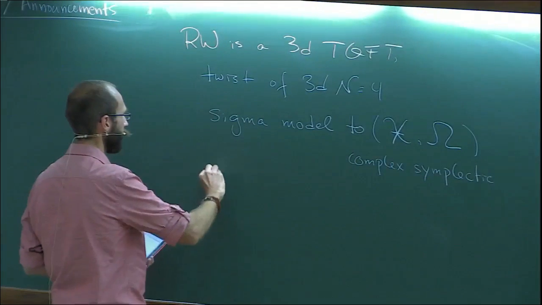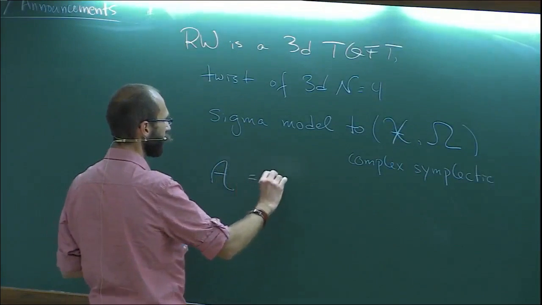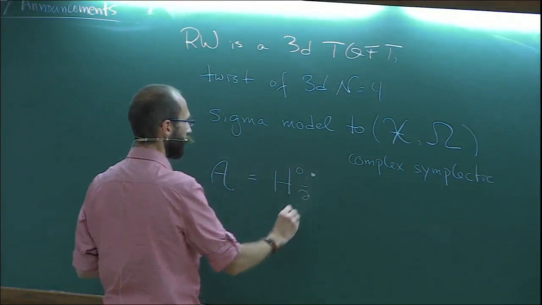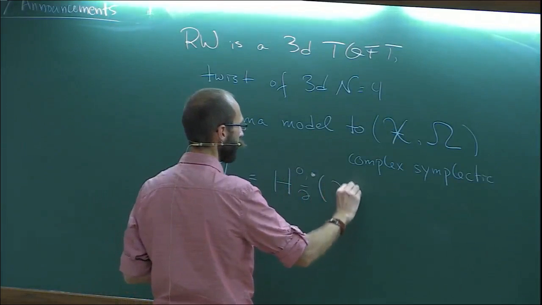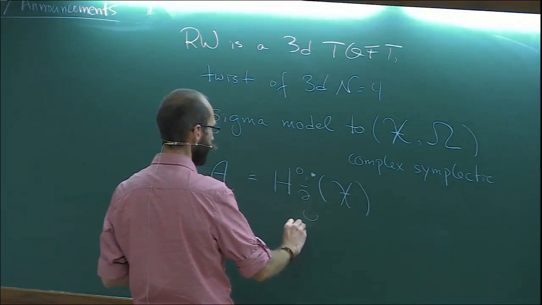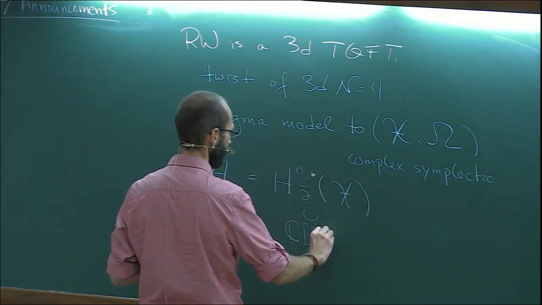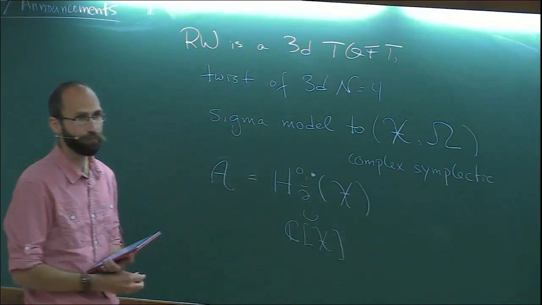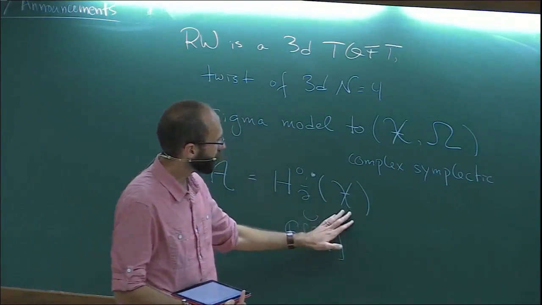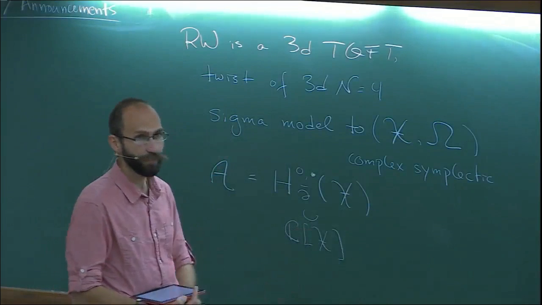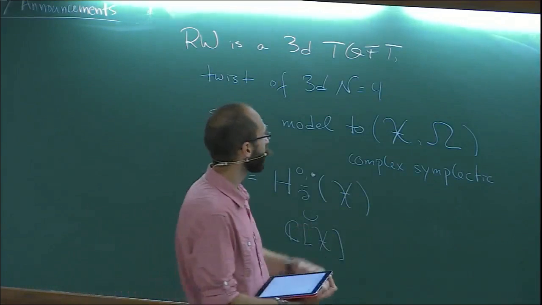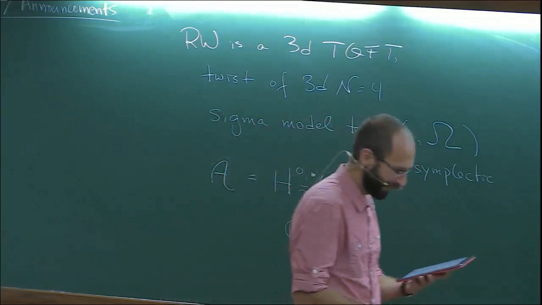The algebra of local operators in this theory is Dolbeault cohomology of X, which in particular contains functions on X. And in the best possible cases, if X is affine, it only contains functions on X. And this is what is usually called the chiral ring of the physical N=4 theory.